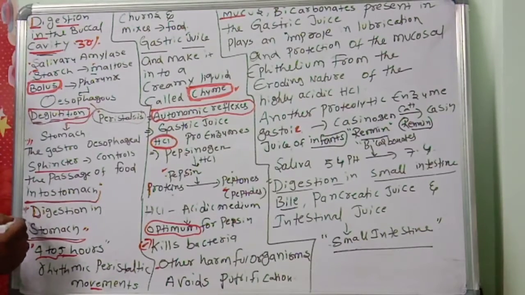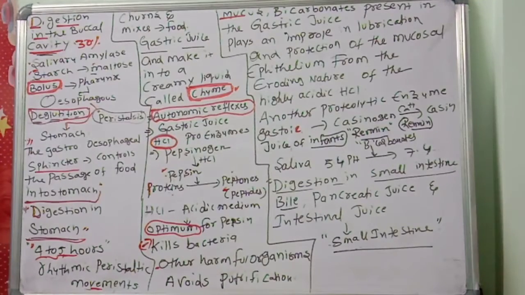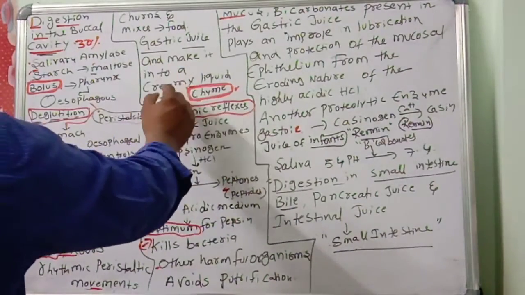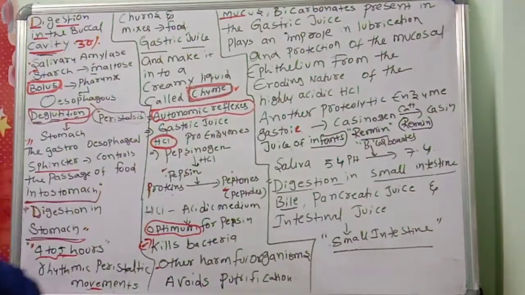Next, the concept of digestion in the stomach. In the stomach, the food is stored for 4 to 5 hours. There the stomach walls show rhythmic and peristaltic movements, which churn and mix the food with the gastric juice and make the food into a creamy liquid called chyme. That is chyme.